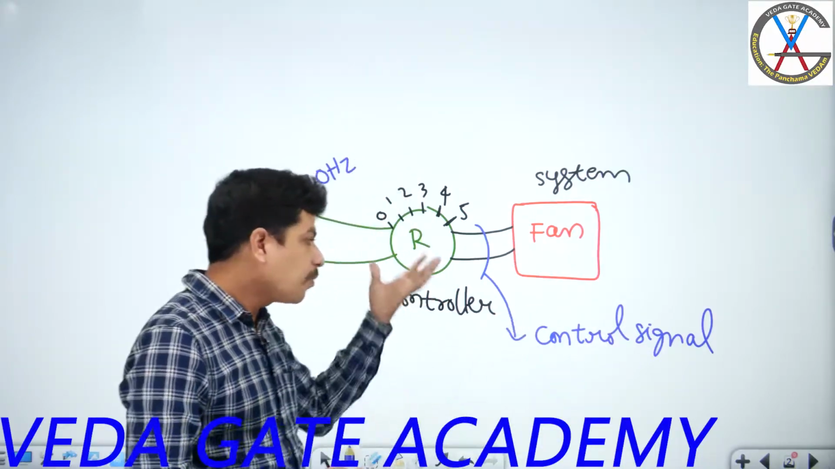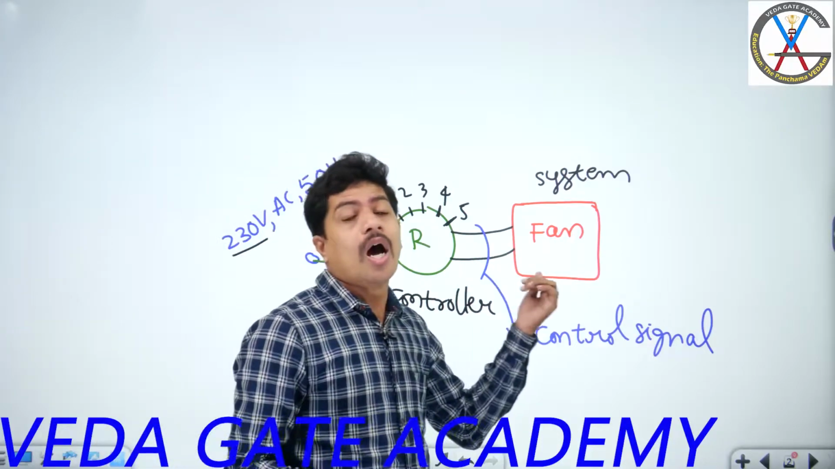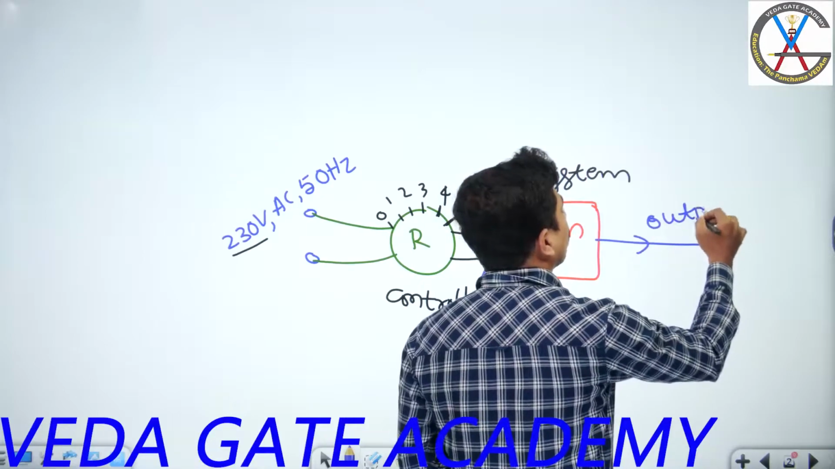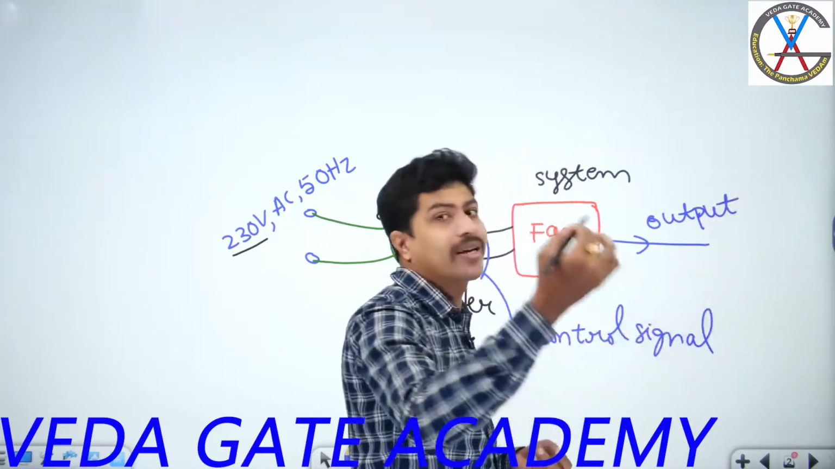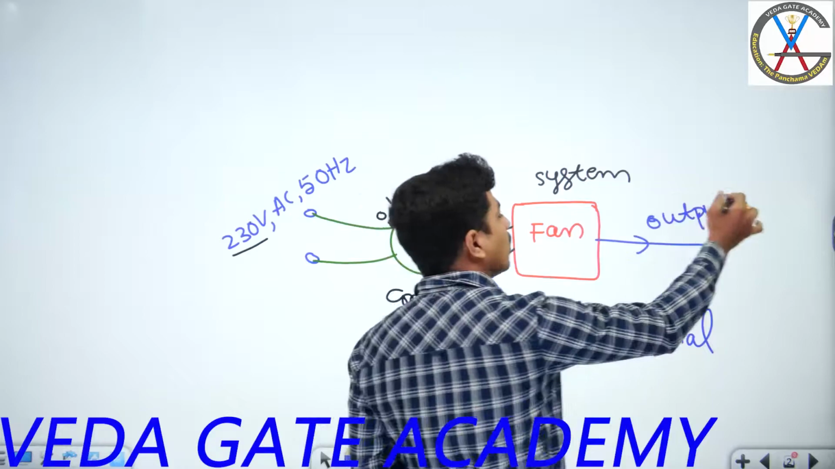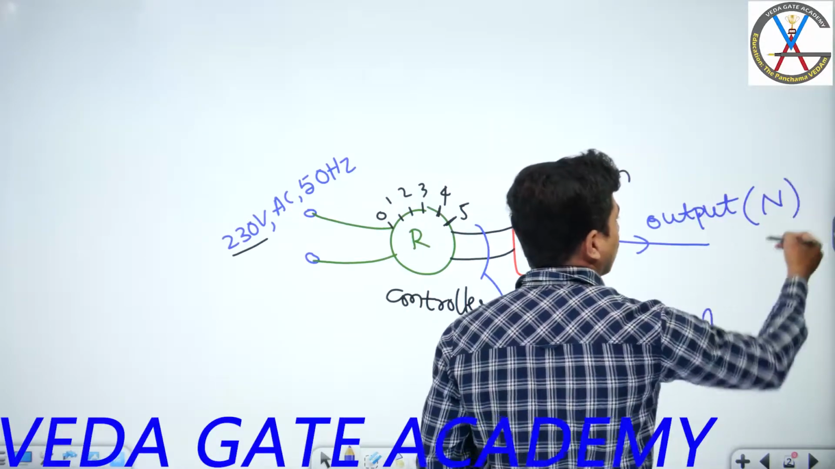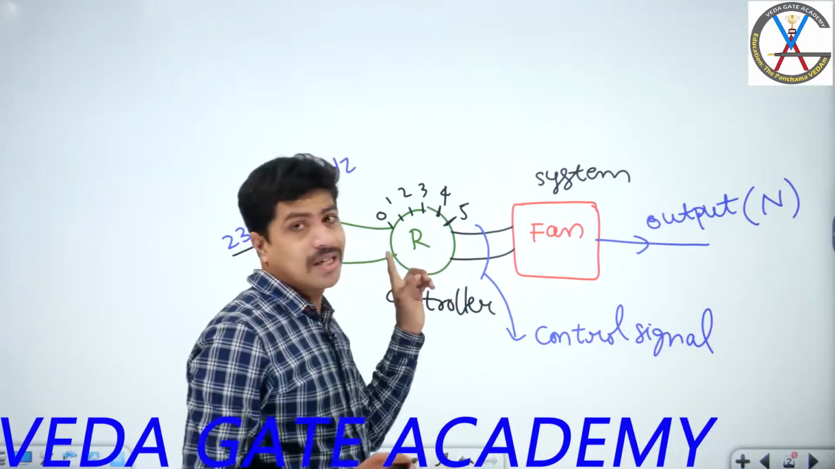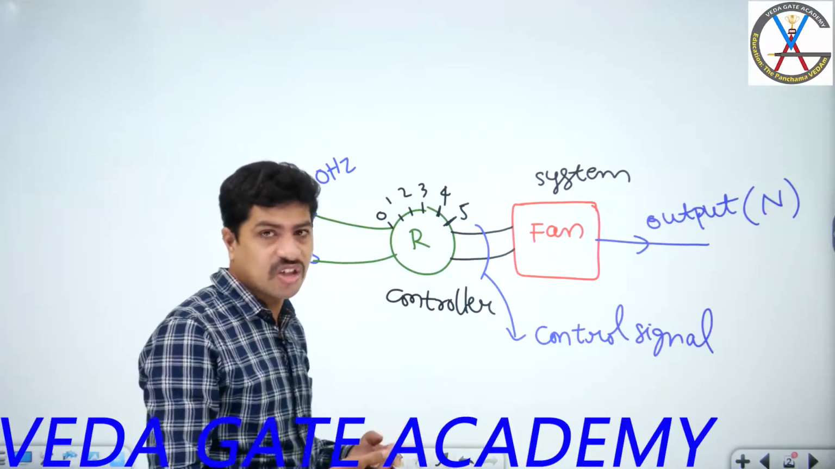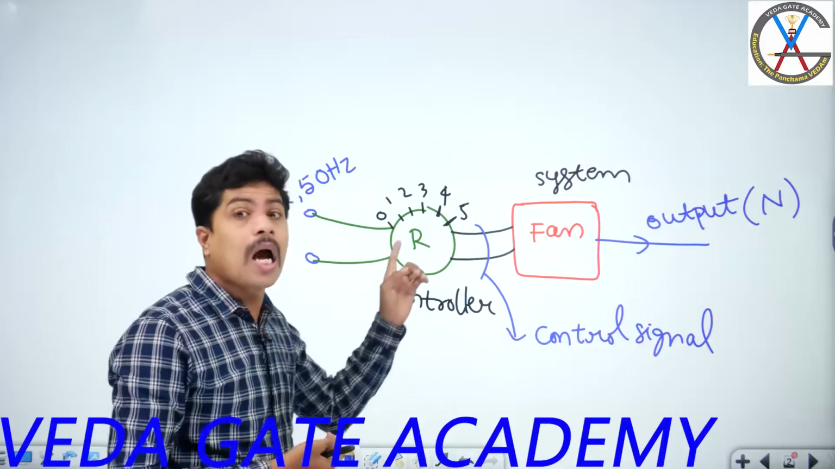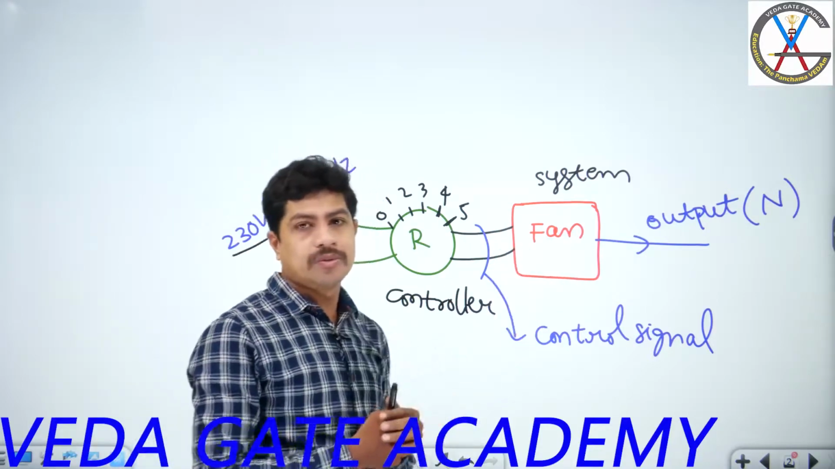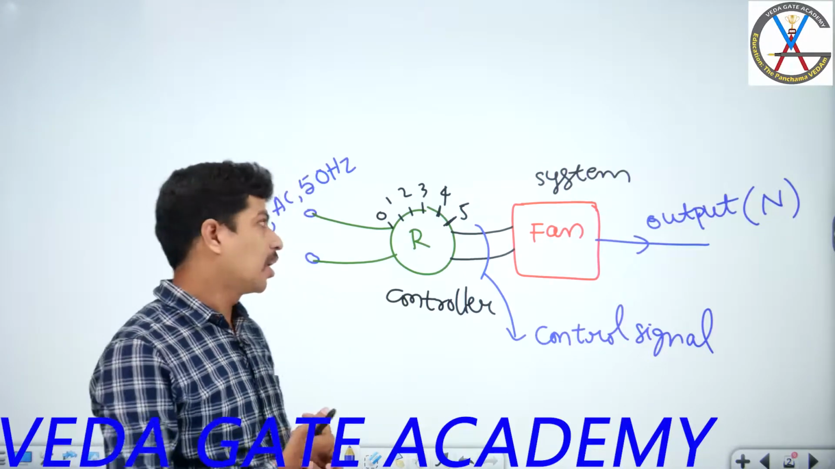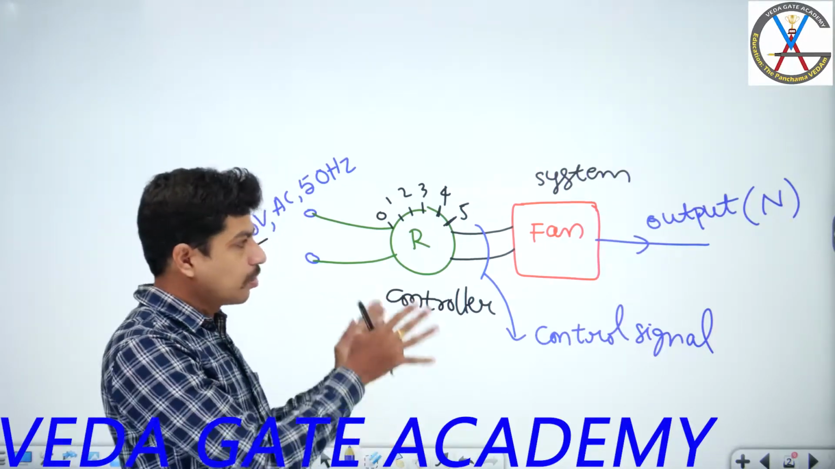We have that option to control the input signal so that the output of the system is controlled. Output is also called the actual response or response. What is that here? Speed. N denotes speed. This output is getting controlled with the help of this controller. The sequence of connection is input, controller, system, output. The output of the controller is called the control signal. This is very important to understand.